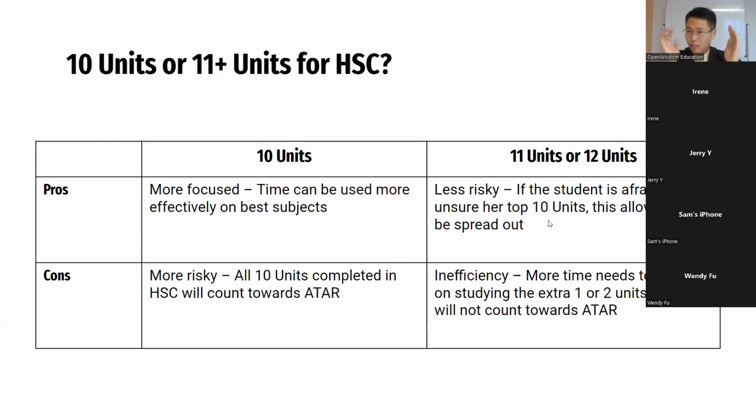But then we still get students that love to ask us, but OpenWisdom, what do you think I should do? What do you think I should pick? So from our experience in the past, what we find is that if you're a student who prefers to do more of the science or maths focused subjects, such as you pick a 3-unit maths, chemistry, physics, these sort of STEM subjects, we recommend you to pick 10 units for HSC.